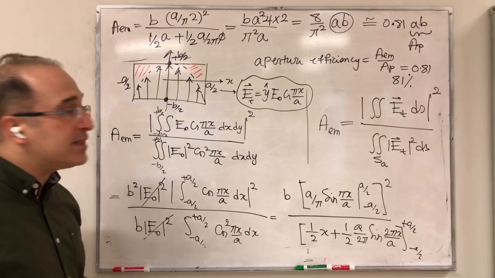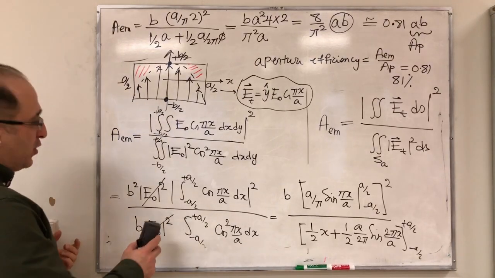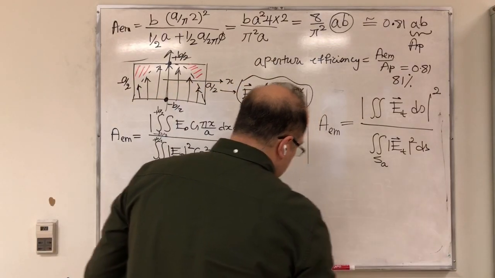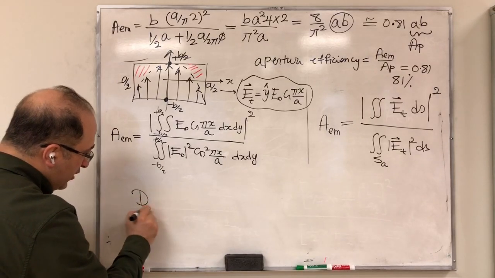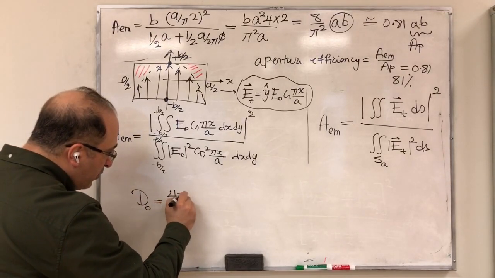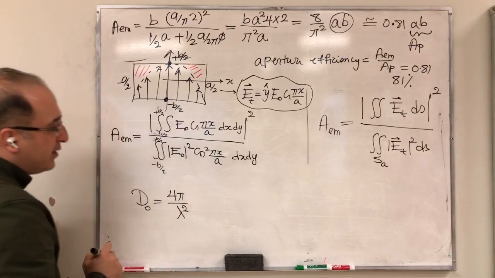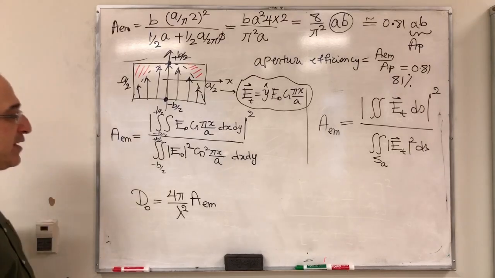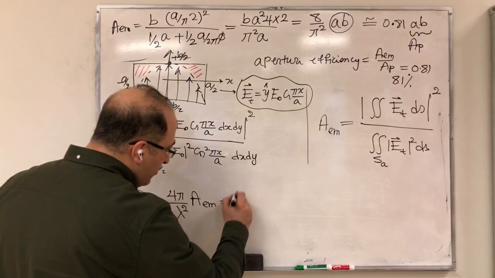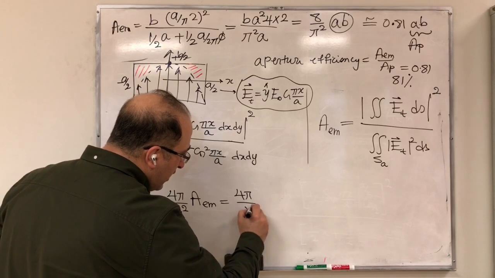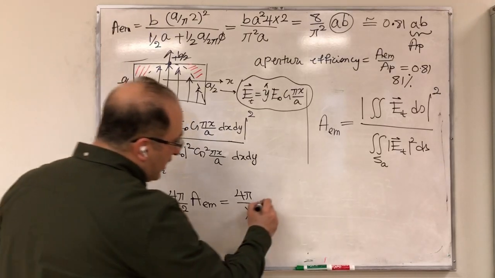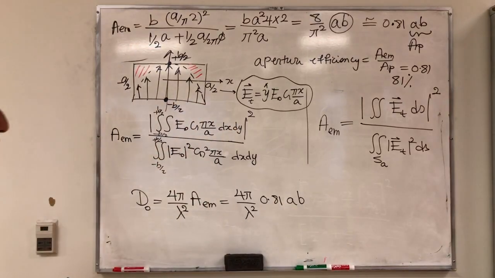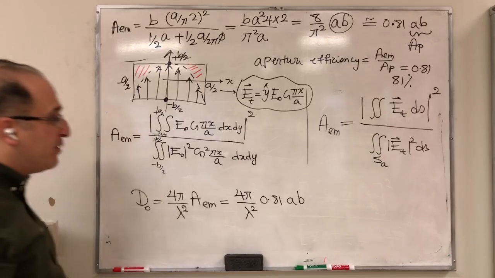And you can have an estimate for your directivity. So if I remove, for example, this part, your directivity, or I should say maximum directivity, would be 4 pi over lambda squared, and then you're going to have the maximum effective aperture. And that's going to be 4 pi over lambda squared, and then you're going to have 81% of AB. So that's our maximum effective area.